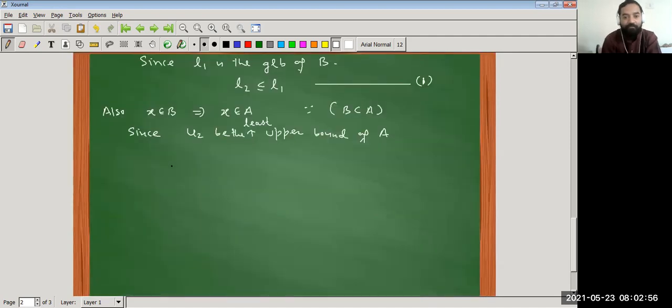So let us write U2 be the least upper bound of A. This implies that by definition of least upper bound, all the elements of A are less than equal to U2 for all x belongs to A. जितने भी x होंगे वो U2 से छोटे होंगे। This implies that x is less than equal to U2 for all x belongs to B, क्योंकि B is a subset of A. So this is by definition of least upper bound.